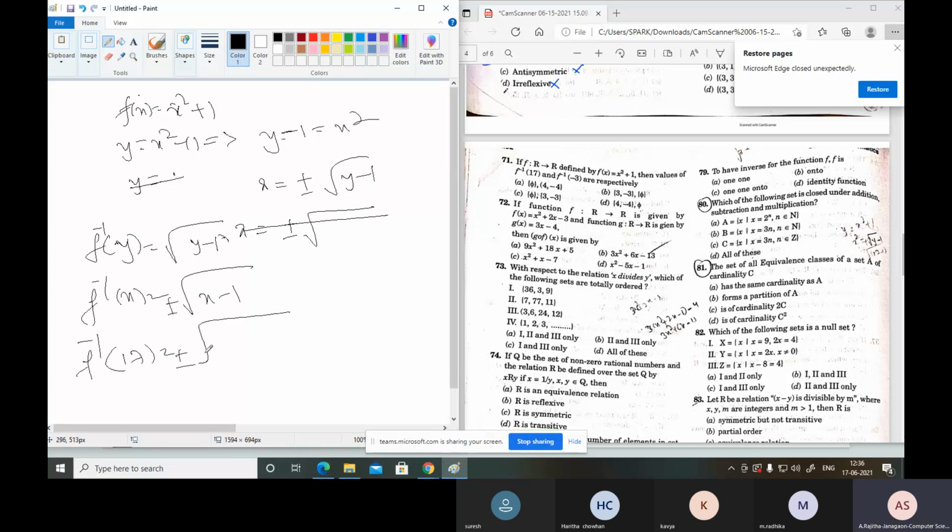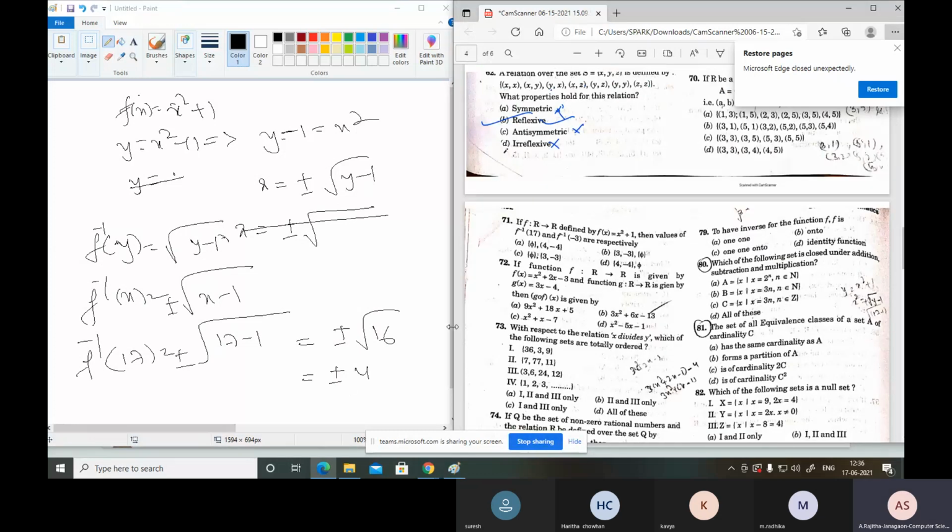Now here, 17 minus 1 is 16, so plus or minus 16 means plus or minus 4, plus 4 and minus 4. Then next, plus 4 and minus 4. So here also plus 4 and minus 4 are there. Now you can find minus 3 also.